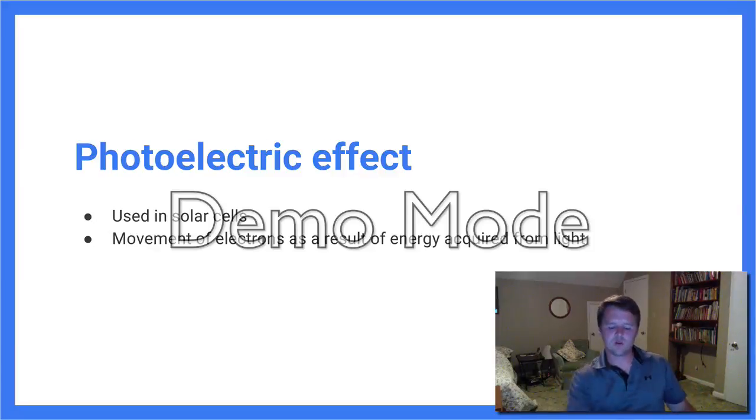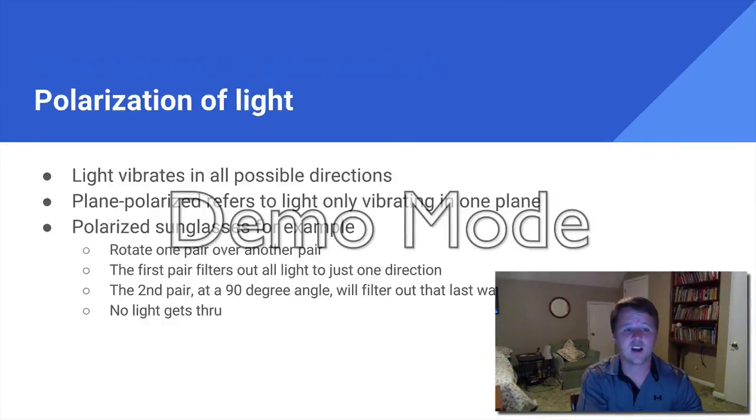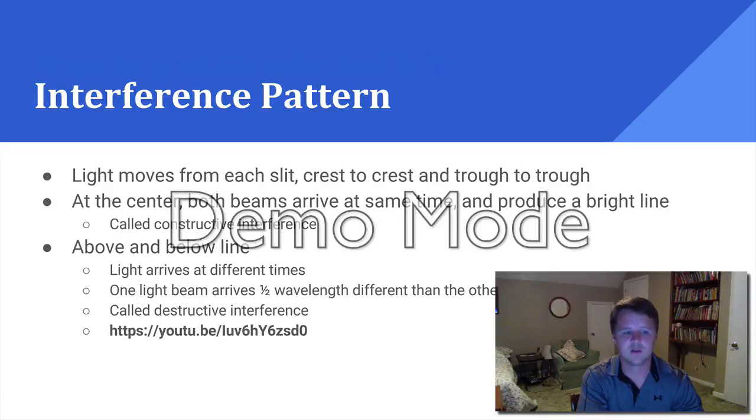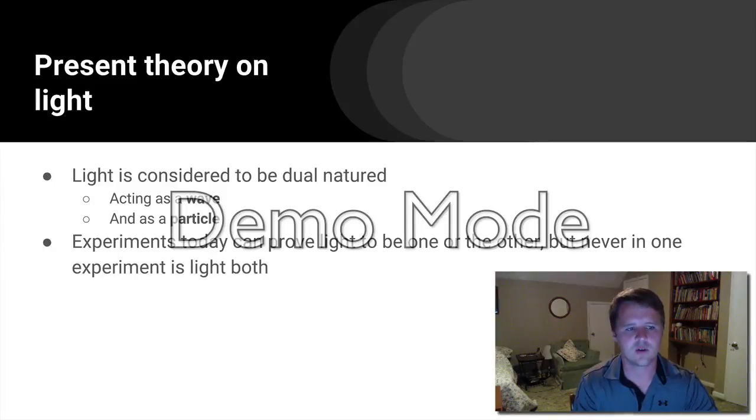So those were all, like the polarized light and the interference pattern, stuff that kind of proved the point of waves. But then they came out with a couple things that kind of said that light was a ray or a light beam. For instance, the photoelectric effect, used in solar cells. The movement of electrons as a result of energy acquired from light. Some of the experiments they used on this kind of proved that.